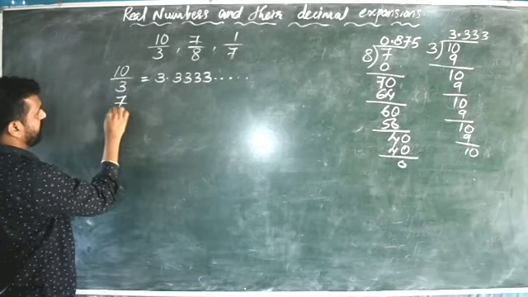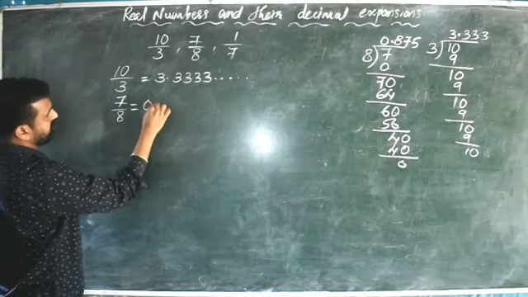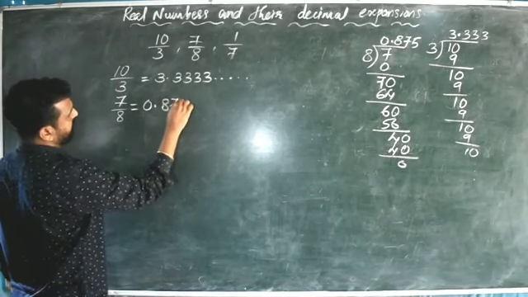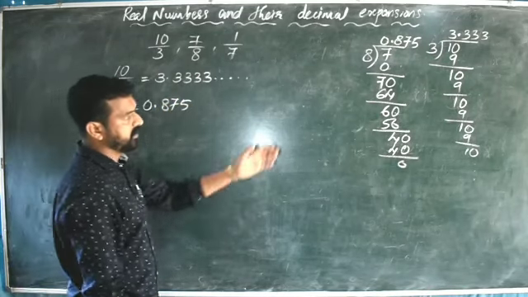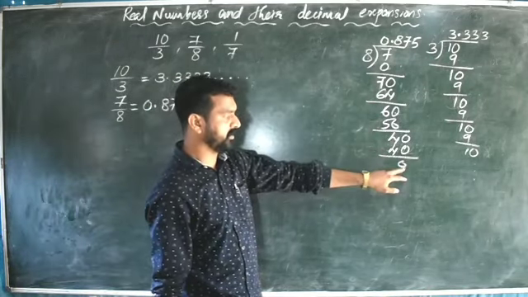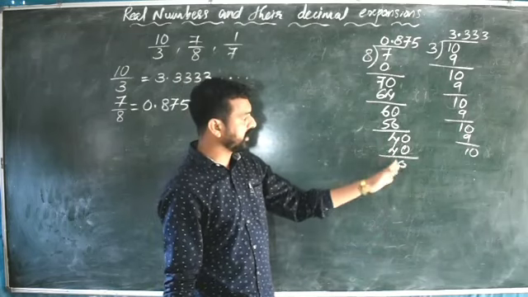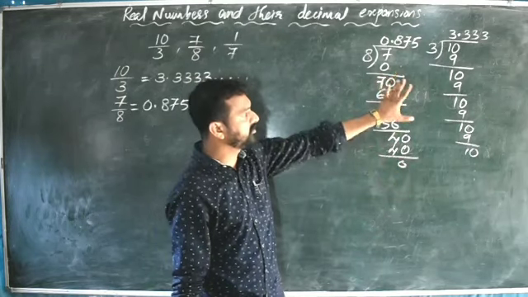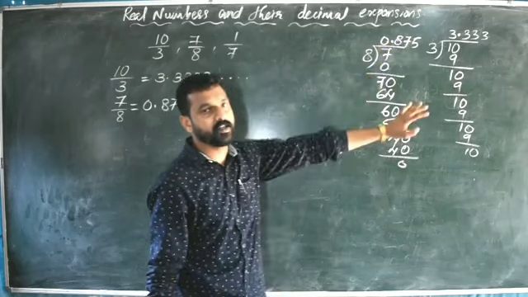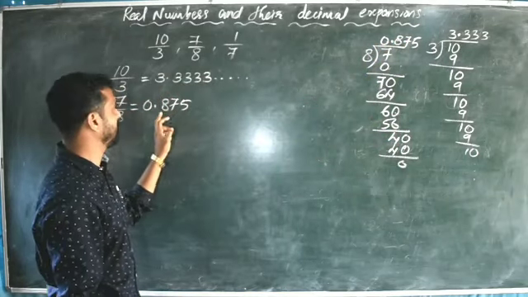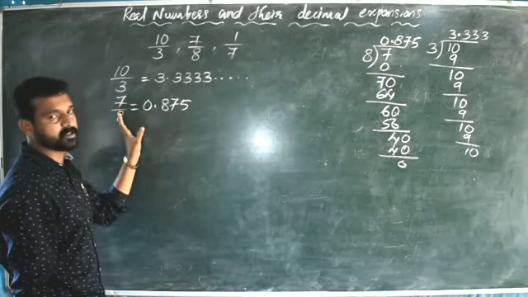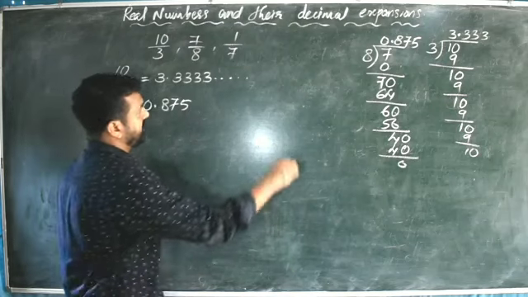So what is the answer? 7 divided by 8 is equal to 0.875. Here the division finishes and we got the remainder 0. Again the remainder is not there. The division process finished. After the decimal point there is a finite number of digits, only 3 digits. Then let's see the next question.